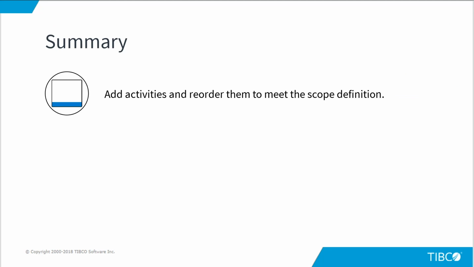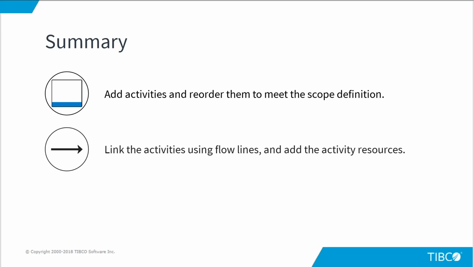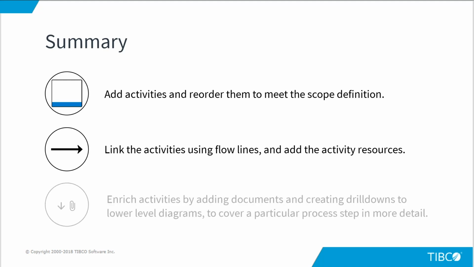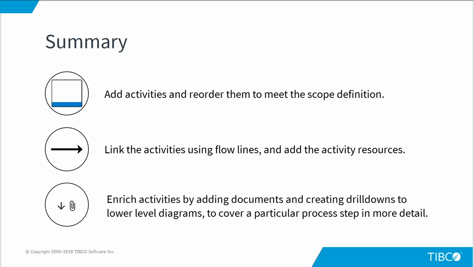In summary, add activities and reorder them to meet the scope definition. Link the activities using flow lines and add all the activity resources. And finally, enrich activities by adding documents and creating drill downs to lower level diagrams to cover a particular process step in more detail. The next video in this series demonstrates how to govern a process.